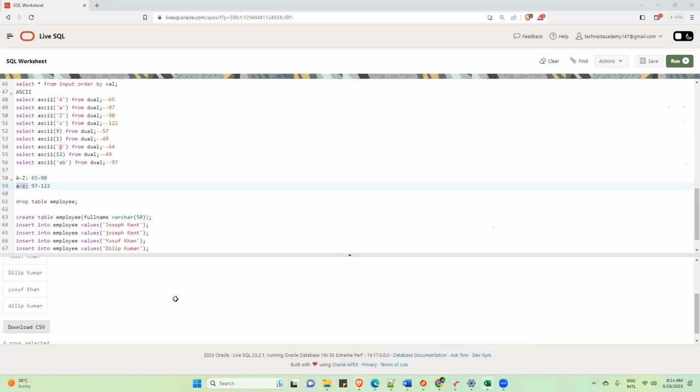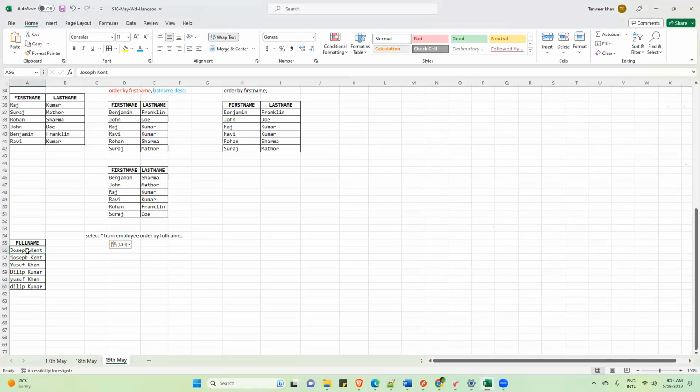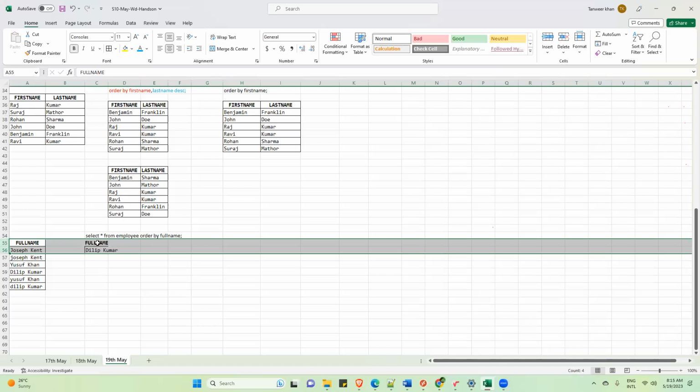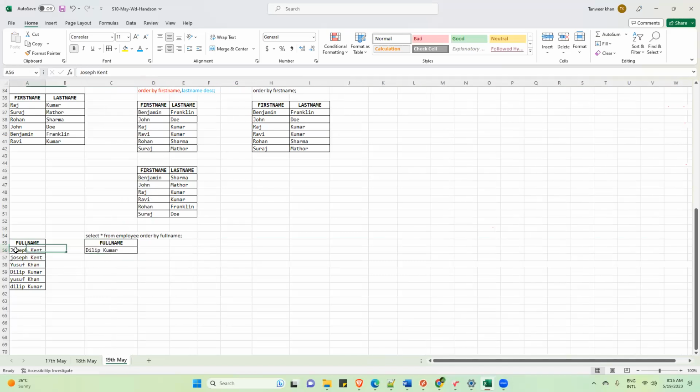Now in this data, you tell me which one you will place at the top. Dilip Kumar, with D in caps. Place this on top. Then after Dilip Kumar, which data? Joseph Kent, caps. Then Yusuf Khan, the third one, caps. Okay, then Dilip Kumar, small.